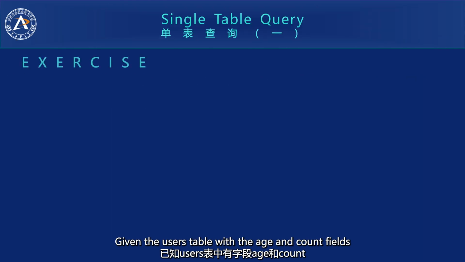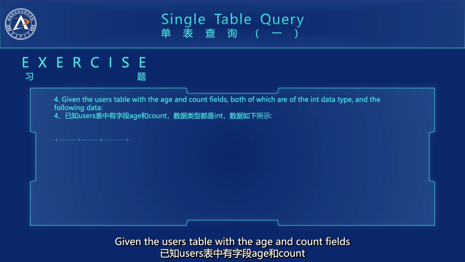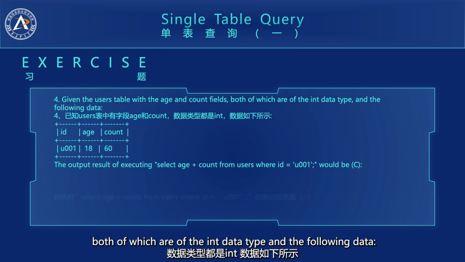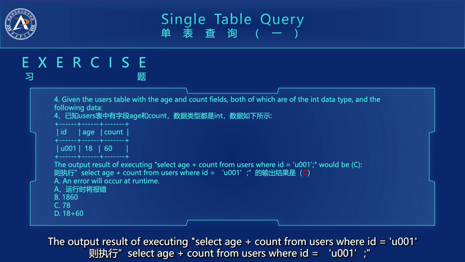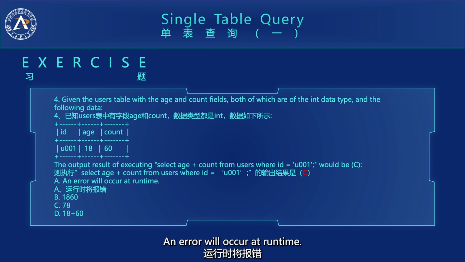4. Given the users table with the age and count fields, both of which are of the int data type, and the following data: U001, 18, 60. The output result of executing select age + count from users where ID = 'U001' would be: A. An error will occur at runtime. B. 1860. C. 78. D. 18 plus 60.